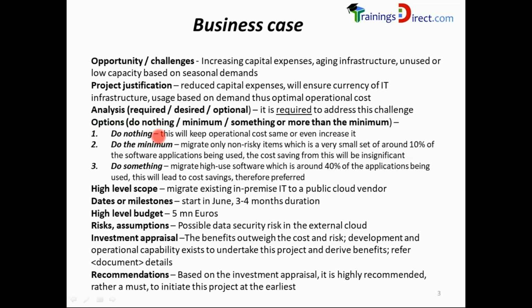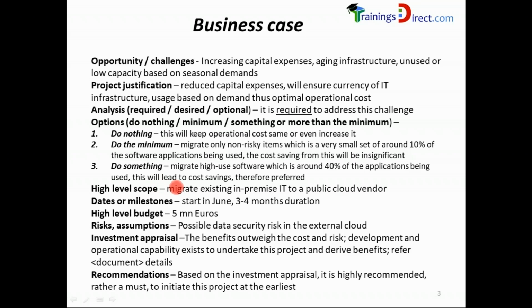For example, doing nothing means this will keep operational costs the same or even increase them. Do the minimum means migrate only non-risky items, which is a very small set of around 10% of the software applications being used. Thus, the cost saving from this will be insignificant. Do something, meaning do more than the minimum. Migrate high-use software, which is around 40% of the applications being used. This will lead to cost savings, therefore preferred. Which means option 3 looks more realistic and more attractive, which can lead to cost savings, therefore justifying the project.